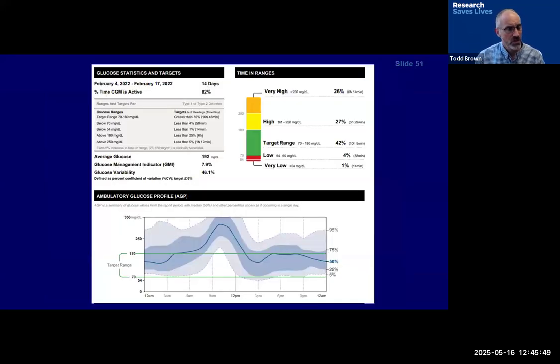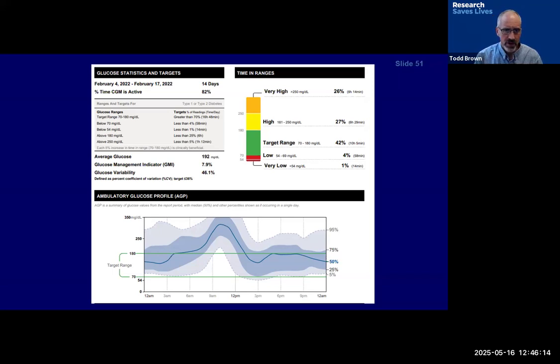For those of you who don't have patients on these, you get very useful information from their download and upload. I can be on the phone with someone and say, oh, it looks like you had a bad day the other day, your sugars were really high, and they say, oh yeah, I went to a birthday party and had a bunch of cake or whatever. And so here's the report that you get.